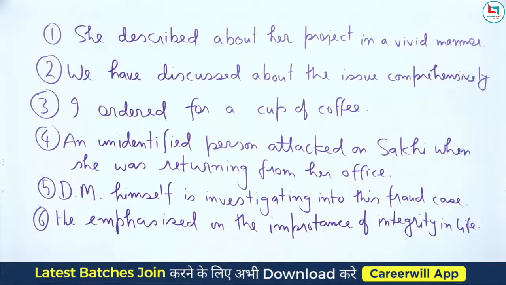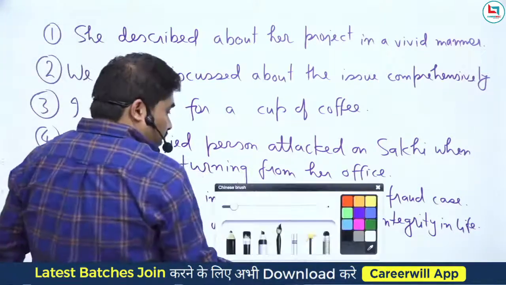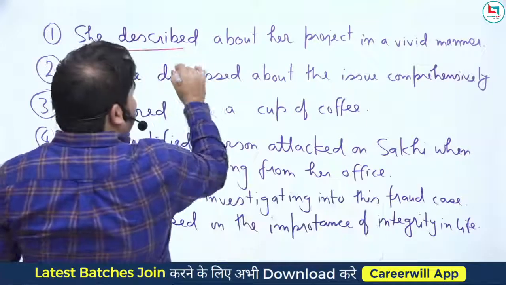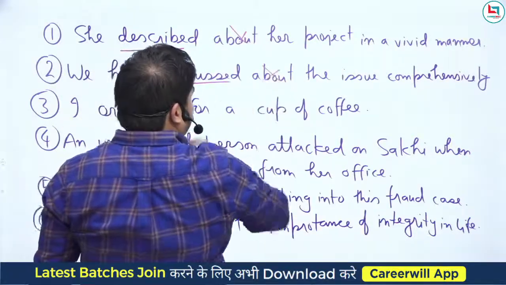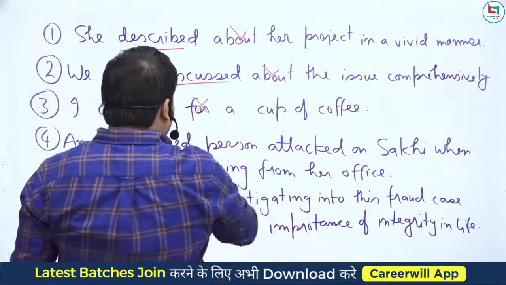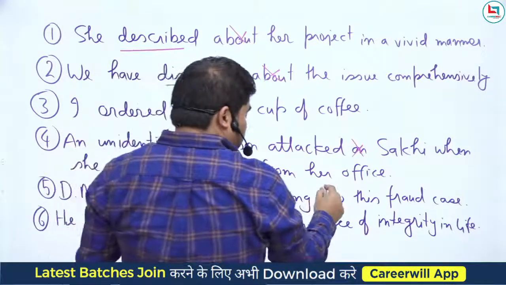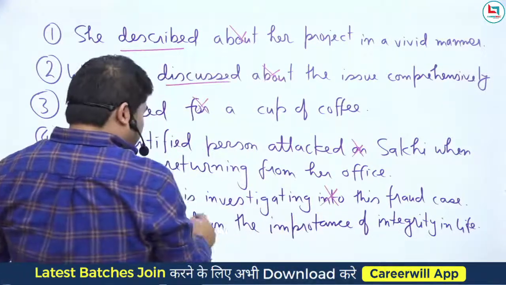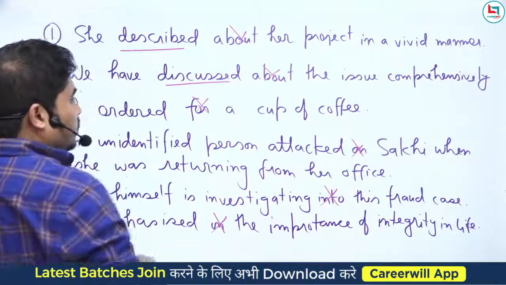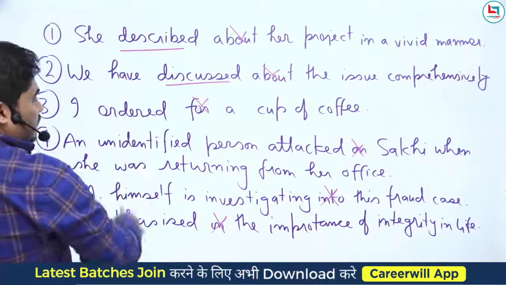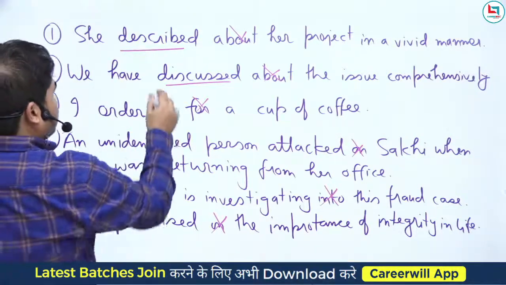How will you correct them? All the sentences are incorrect, but seemingly you may feel that they are absolutely correct. But describe doesn't take about, discuss will not take about, order will not go with for, attack will not go with on, investigate will not go with into, and emphasize will not go with on. So all these sentences have the same sort of problem, and the problem was what? That these sentences have transitive verbs.